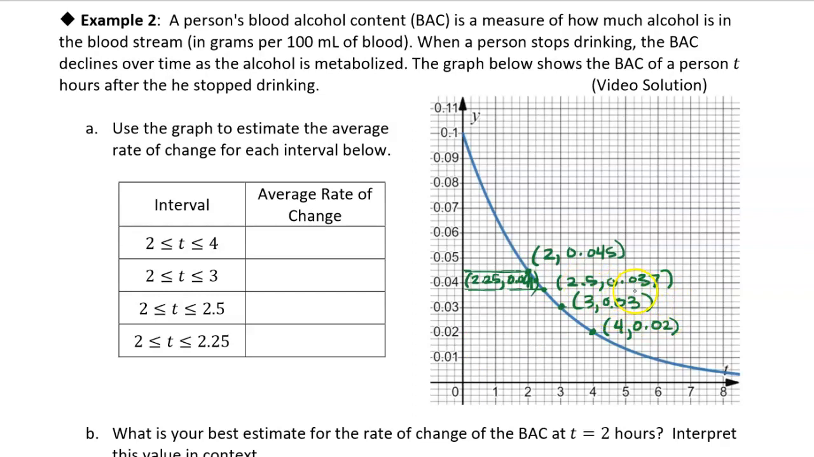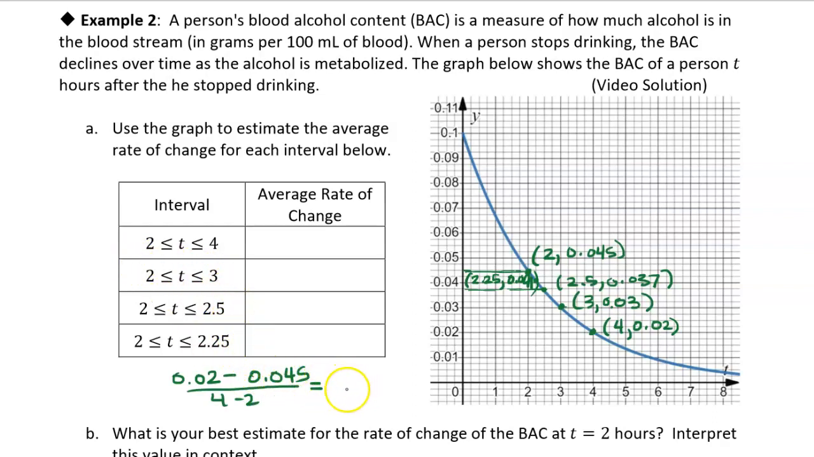All right, so now I have my values marked, and that'll make it easy to calculate those average rates of change. I'm just going to do one simple calculation, and then I'm assuming that you can do the average rate of change calculations yourself. I'm just going to look at the first interval, the interval from 2 to 4. So the value at 4 is 0.02, and the value at 2 is 0.045, and I'm going to divide that by 4 minus 2. This is going to be my first interval.